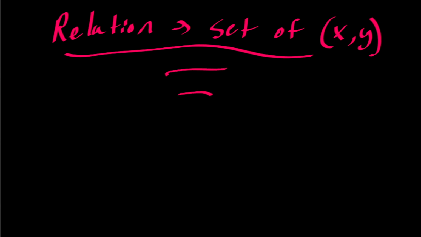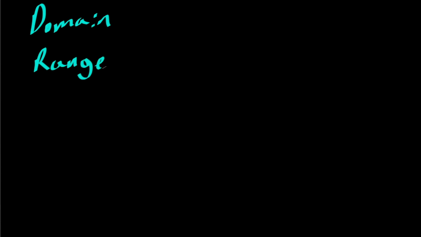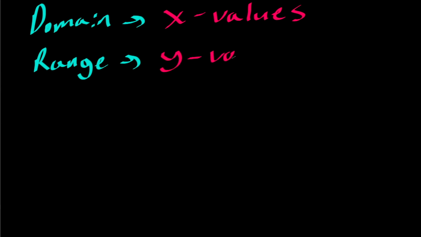Now let's talk about 2 things involved in a relation. You have something called the domain, and you have something called the range. Real quickly, we'll go over those. The domain is just the x values of your ordered pairs. When you hear domain, that's just the x values. When you hear range, it's just the y values. I'll show you a quick example.